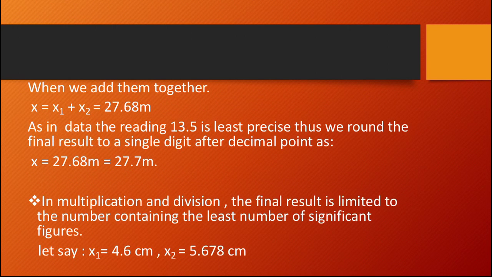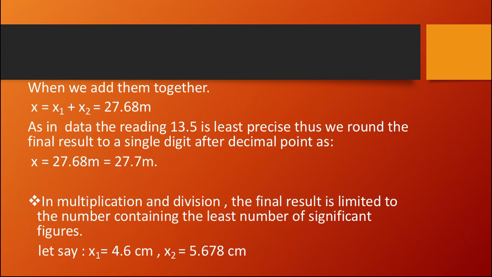When we add them together, x equals x1 plus x2, we will get 27.68 meter. As in the data, the reading 13.5 is least precise. Thus, we round off our final result to a single digit after the decimal point. So, 27.68 meter will be 27.7 meter.